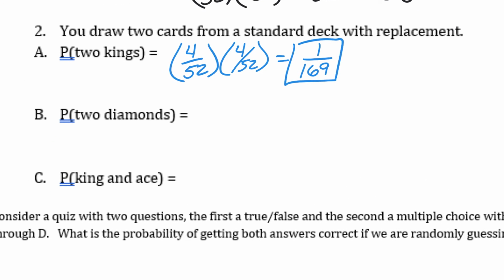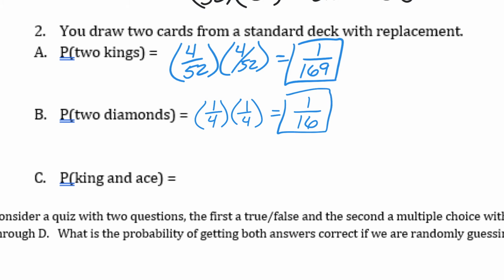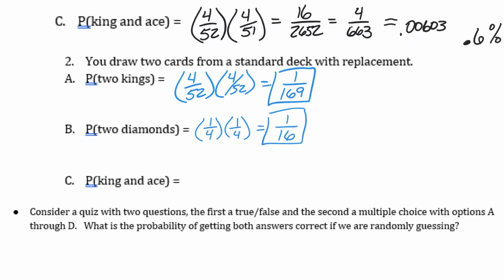Now the probability of selecting 2 diamonds, well, 1 out of 4 diamonds on the first draw. And since we put the card back in the deck, we still have a 1 in 4 chance. 1 times 1 is 1, 4 times 4 is 16. So we have a 1 in 16 chance, again, better than our 1 in 17 chance.